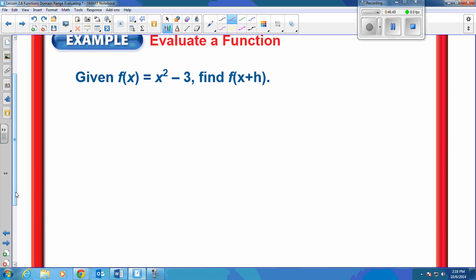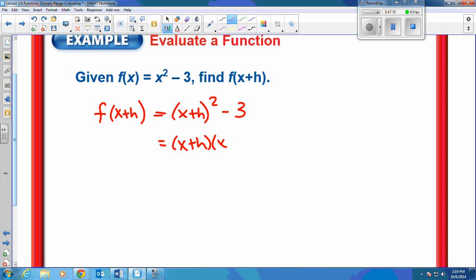Here you go. Given that f of x is x squared minus 3, find f of x plus h. So in my skeleton function, what am I putting in place of x? X plus h. So whatever is here, I have to square it. I have a binomial. I cannot just distribute that square. This is x plus h times x plus h. That is (x plus h) squared minus 3.